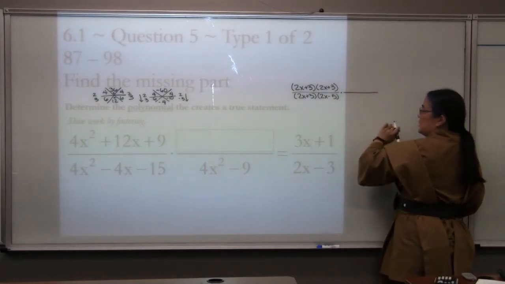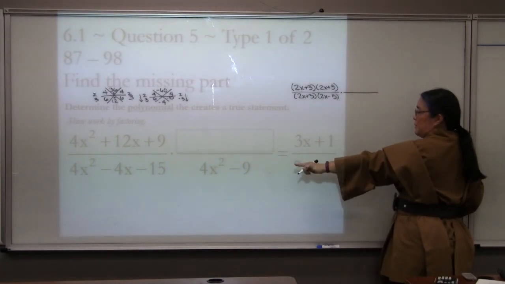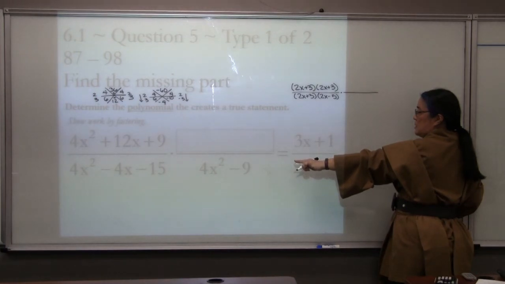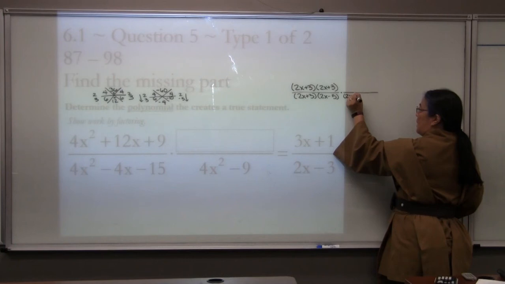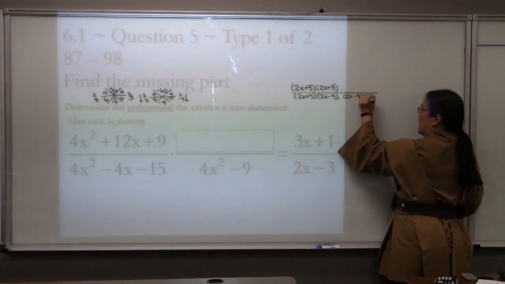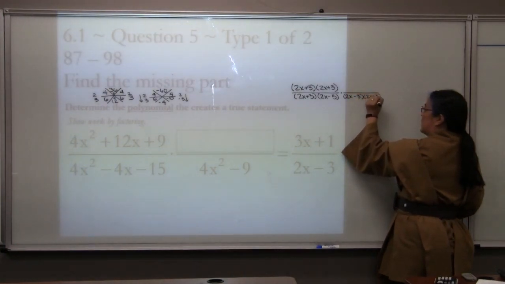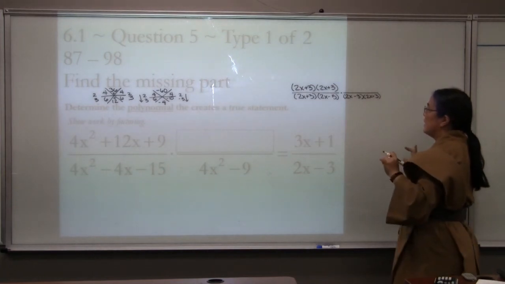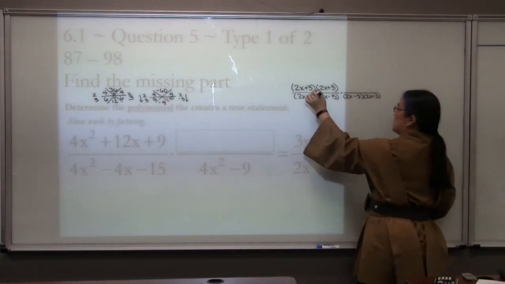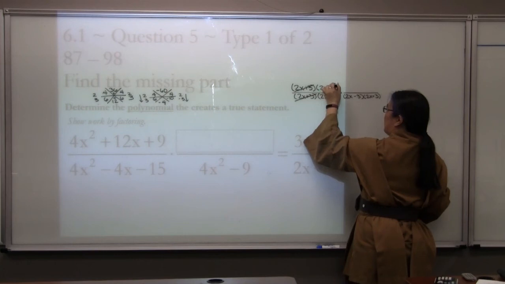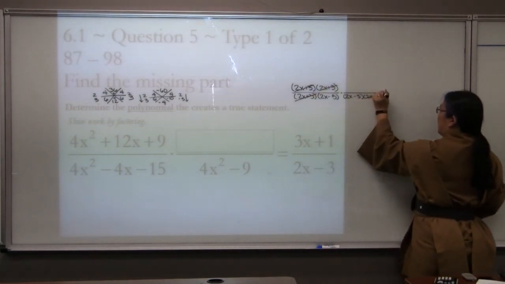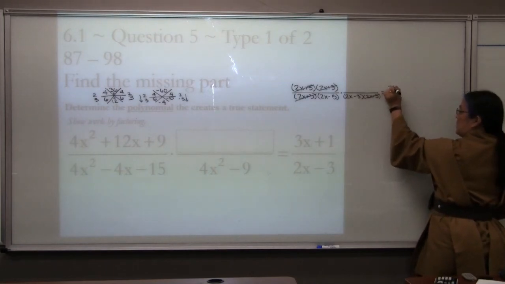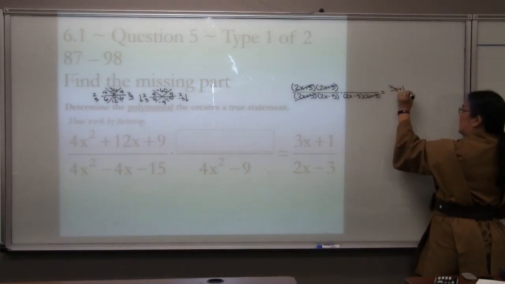I don't know what this one is, but I see that that is a perfect square, or a difference of squares. So that's going to factor as 2x minus 3 and 2x plus 3. If you wrote 2x plus 3 and 2x minus 3, that's fine. Now that we've factored, we're going to cancel numerator and denominator, numerator and denominator. And we're going to write the rest of it equals 3x plus 1 over 2x minus 3.